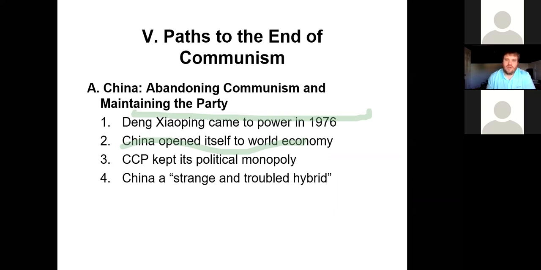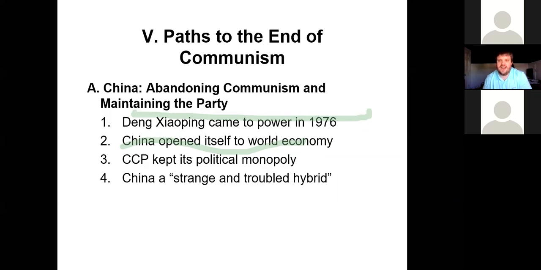So China eventually abandons communism. Deng Xiaoping came to power in 1976, and he relaxed censorship and released some 100,000 political prisoners. He dismantled the collectivized farming system, and China opened itself to the world economy. When this happens, the Chinese Communist Party keeps its political monopoly, which was a crushing of democracy.